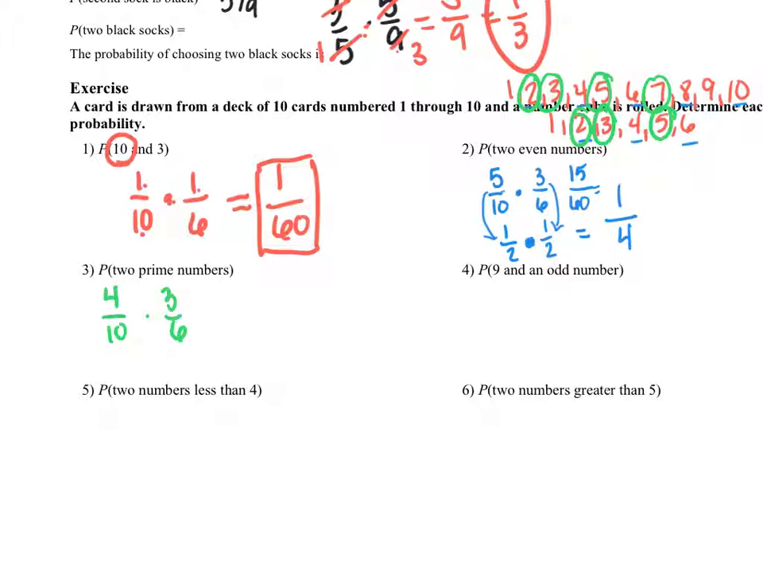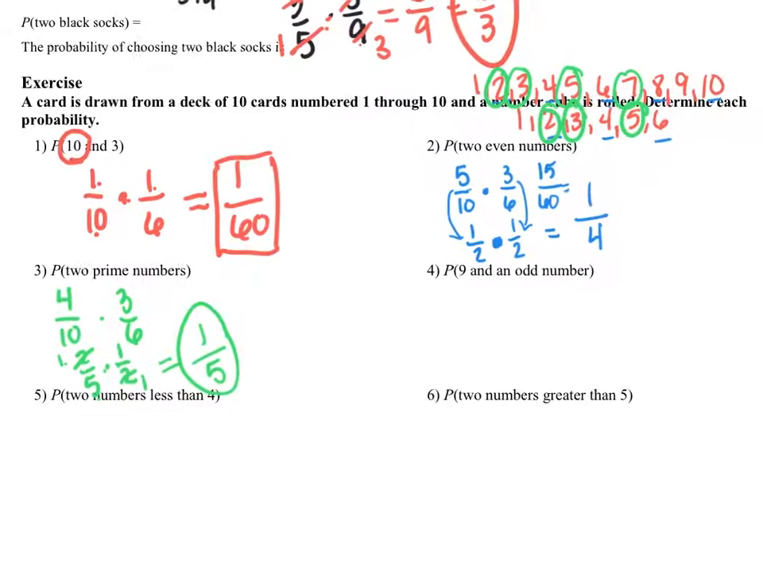So if I reduce 4/10, it would be 2/5 times 1/2. Can I reduce that anymore? Yes. 1, 1. 1 times 1 is 1. 5 times 1 is 5. So the probability of getting 2 prime numbers is 1/5. Pretty simple, right? Okay.